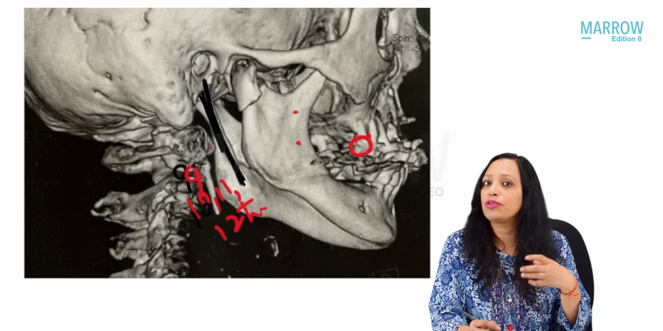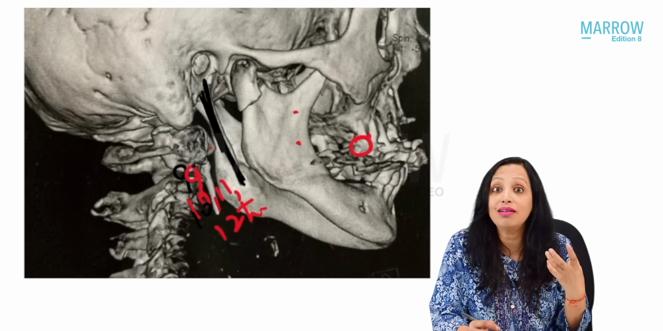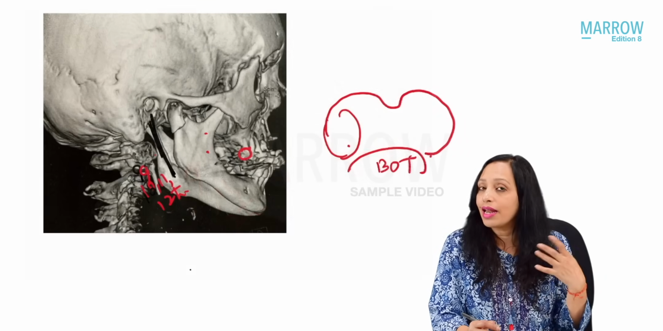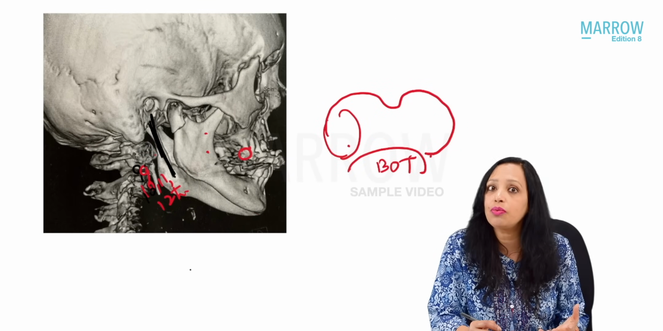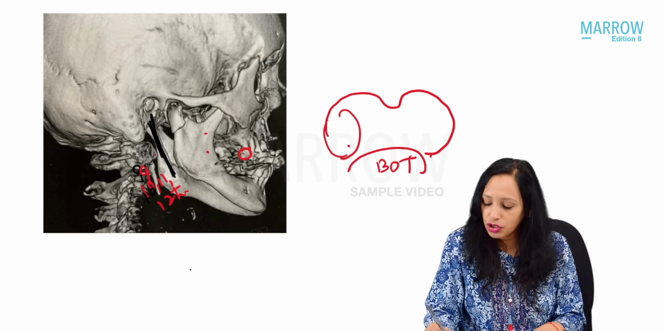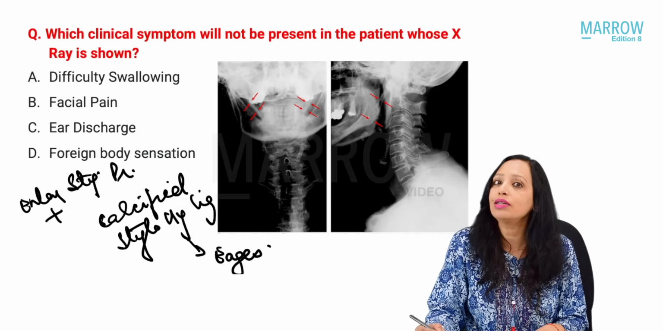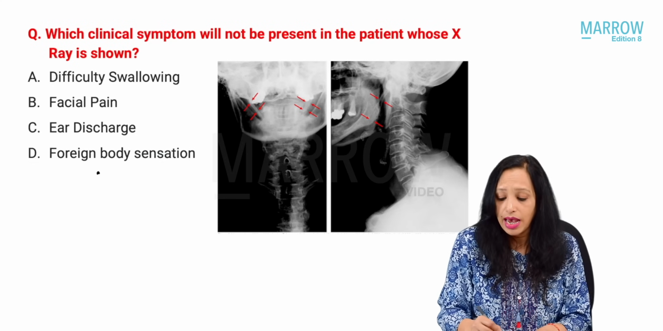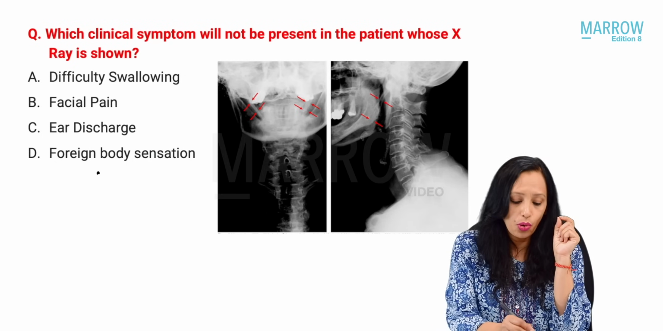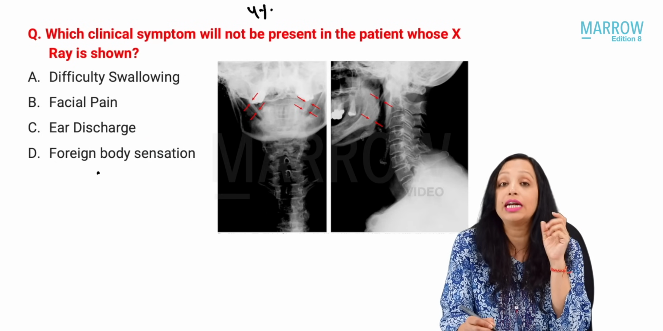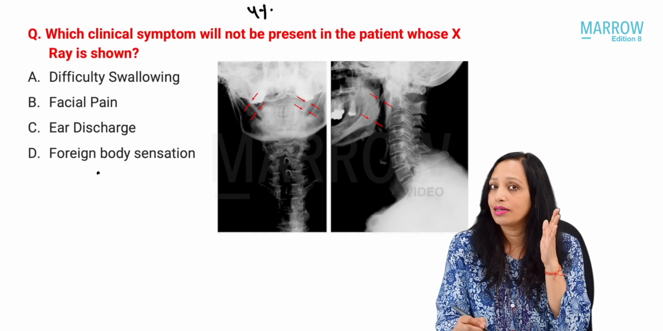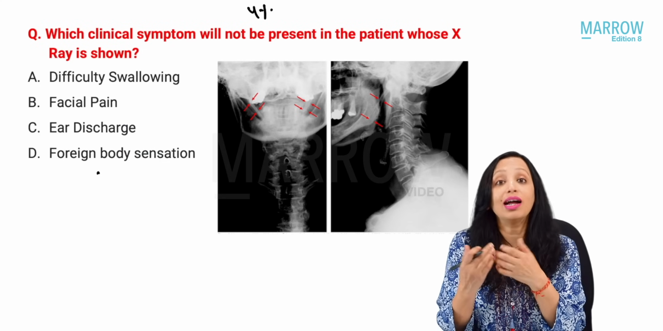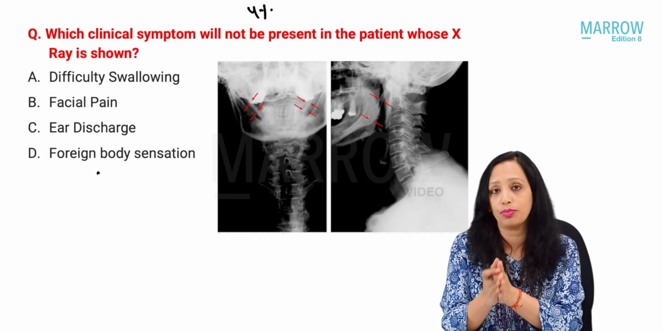So there can be features because of compression of the internal carotid artery. There can be transient ischemic attacks. There can be features because of compression of the jugular vein. So these are the features that can be present in an enlarged styloid process. Yes, this is a very rare condition. An elongated styloid process is present only in 4% of individuals, and out of these 4%, only 4 to 10% are symptomatic. Most of them are not symptomatic.